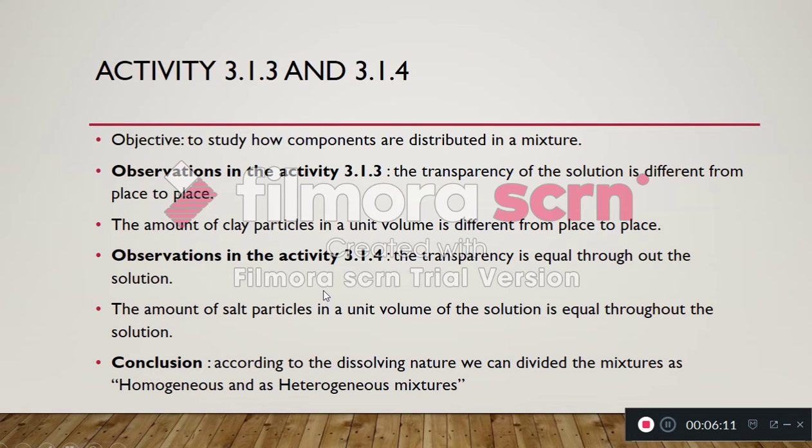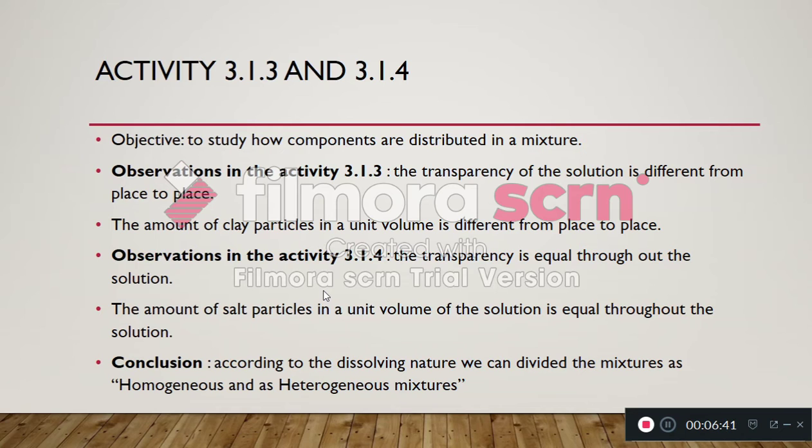Now, as mentioned, the mixture consists of components. Let's see how these components are distributed within the mixture. Are these components mixed and distributed equally, or is there any difference? To solve the problem, you have to do activities 3.1.3 and 3.1.4.